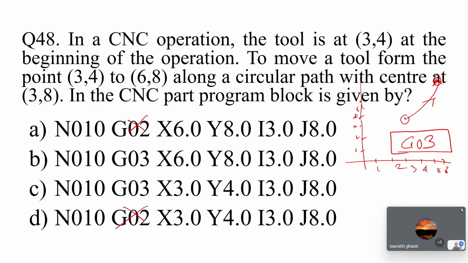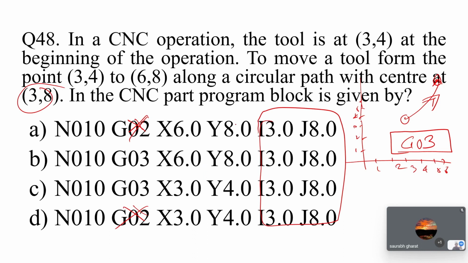You can check the options. G02 is the first thing you need to figure out from the options, because you will directly cut it out since it is moving in the counterclockwise direction. So G03 will be the correct option and G02 will be directly gone. Right now, in the block we have N10 G03 X6 Y8 I3 J8. This is the center part, so this is correct. In every case we have the same part, and it is correct because it is the center.